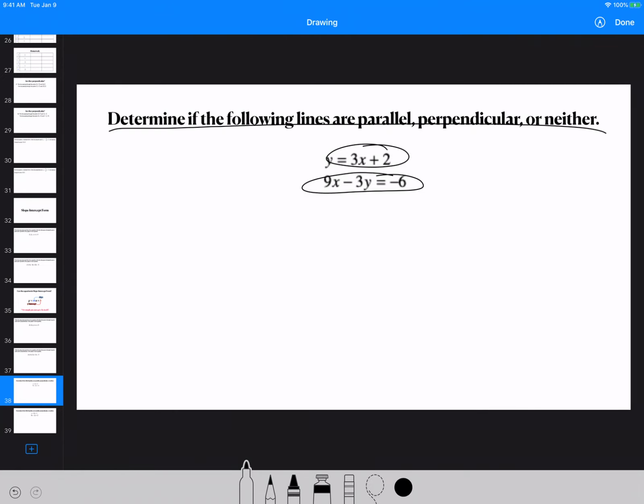Now take a look at the second one. It's not given to us in slope-intercept form. So your task is to always get the equation in slope-intercept form. Now pause the video and see if you can do this on your own, and make sure you verify the answers are correct. And then that's going to be it for today.